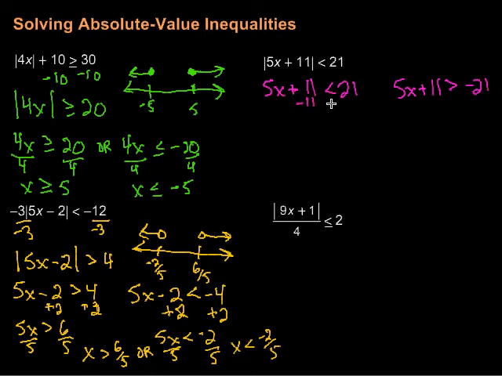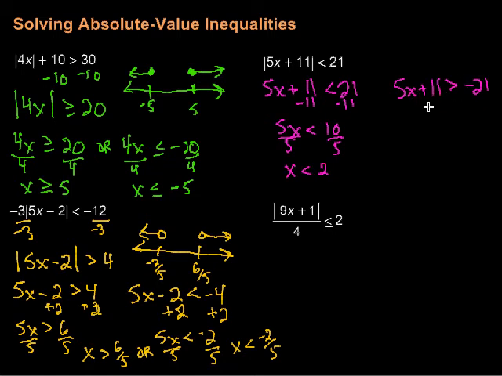Solve each of these. Subtract 11 here, subtract 11. We have 5x is less than 21 minus 11, which is 10. Then divide by 5, and we get x is less than 2.